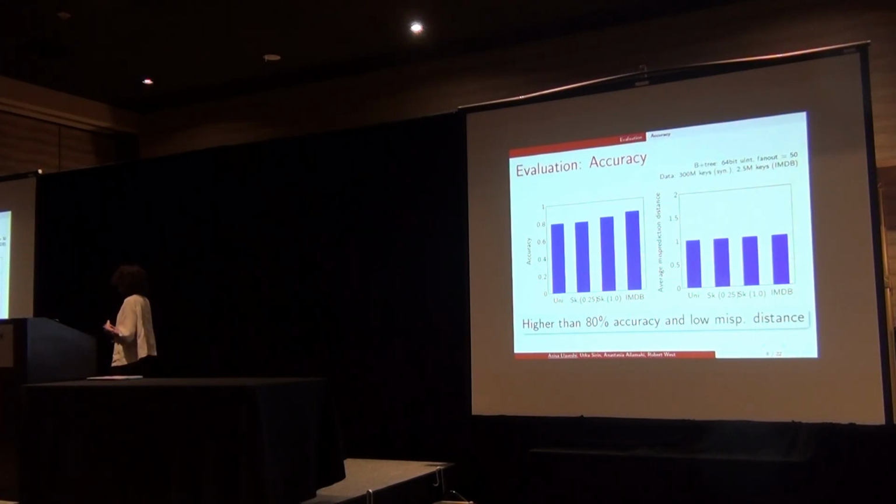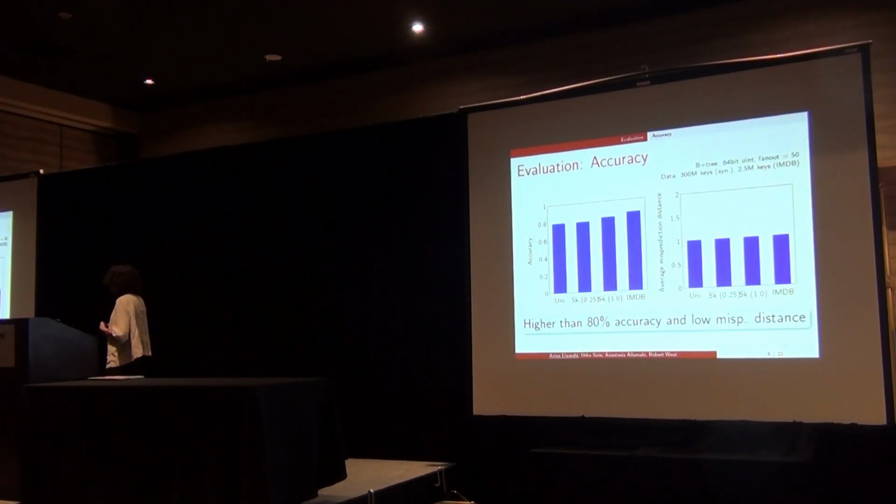On the graph on the right, we again have on the x-axis the 4 data sets, and on the y-axis we have the average misprediction distance. We can see how the average misprediction distance is 1 for all data sets that we use. This means that even in the cases where we mispredict, we mispredict by at most one node. Thus, the key that we are searching is in a direct neighbor of the node that we have actually predicted in the leaf level. Overall, we have higher than 80% accuracy on all the predictions and very low misprediction distance.